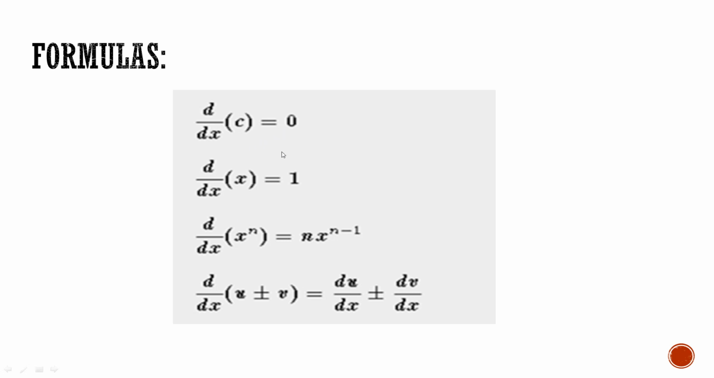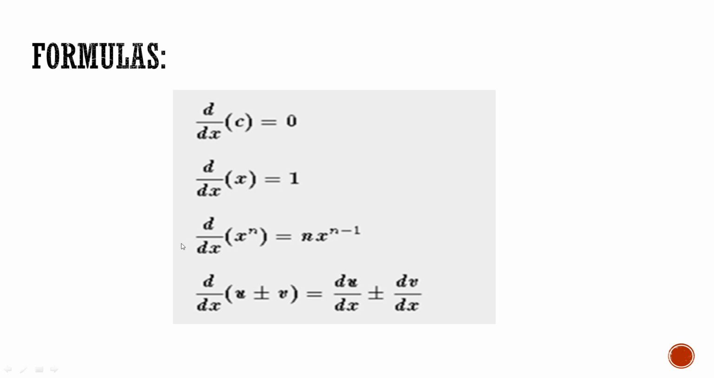So the second formula, d over dx of the first degree variable x is equal to 1. Yeah, the derivative, or d over dx, it's just dx all over dx, is equal to 1.